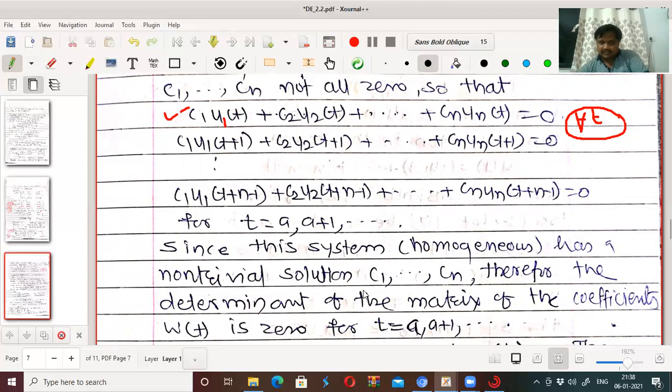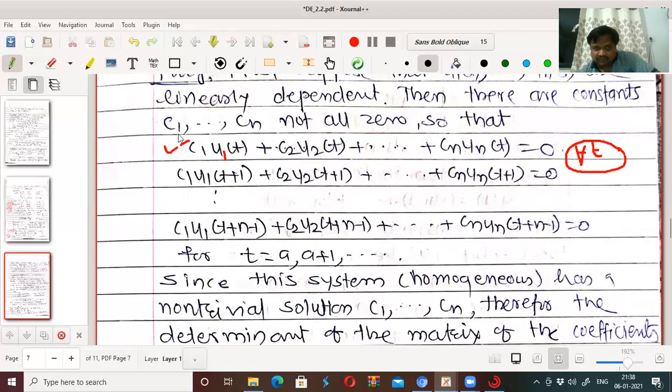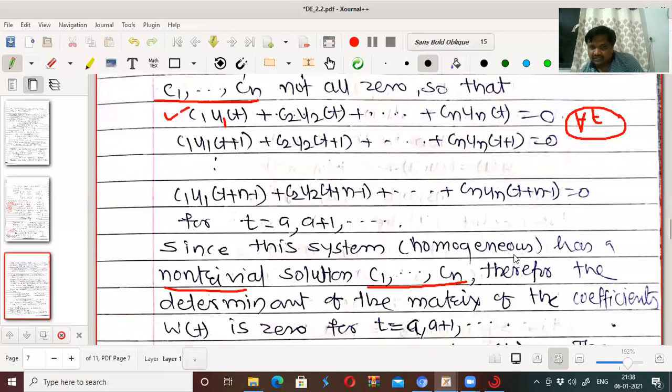Moreover, since this system has a non-trivial solution, therefore the determinant of the matrix of coefficients Wt is 0 for t equal to a up to a plus 1. Why non-trivial? In the very first line, we have taken c1 up to cn not all equal to 0. That means the values of c1 up to cn are non-trivial. So this system has a non-trivial solution. We know that if a homogeneous system has a non-trivial solution, then we look at the determinant of the coefficients of this system.